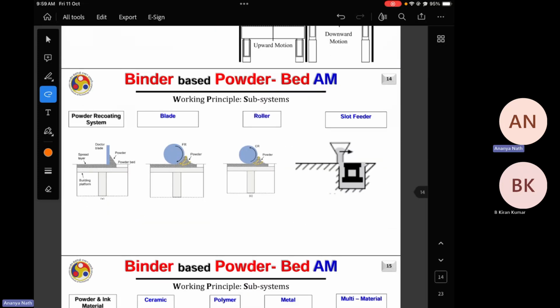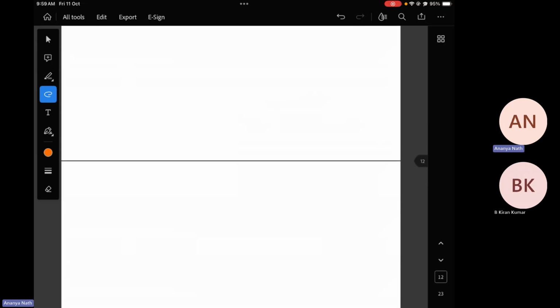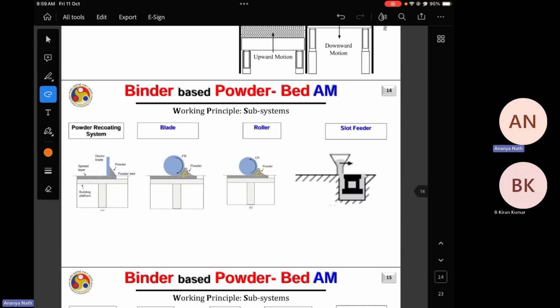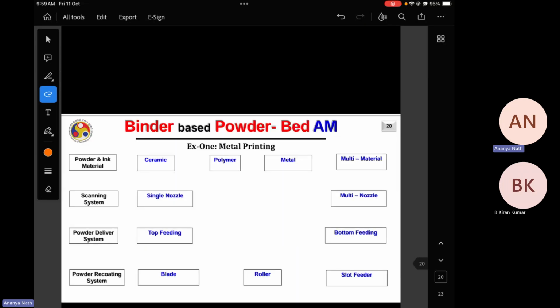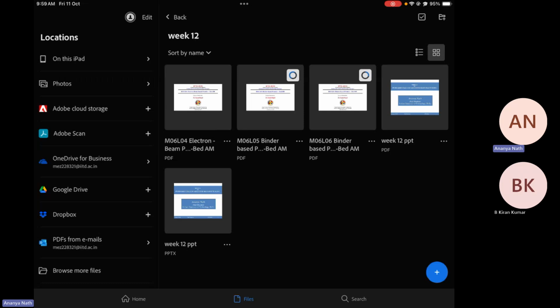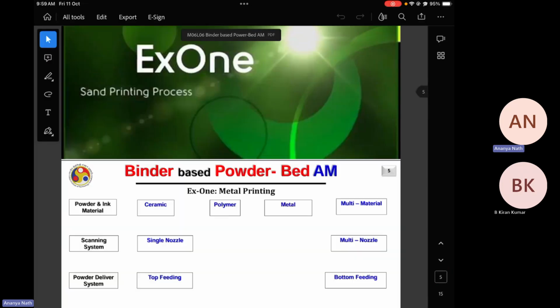So otherwise, binder jetting is completely the same as LPBF. This is one nozzle in which you can use continuous, thermal, or piezoelectric. But instead of one, you can go for multiple nozzles, then your printing time will be decreased. So that is all about binder jetting. There are various companies selling binder jetting with different process setups. So that's what was discussed.